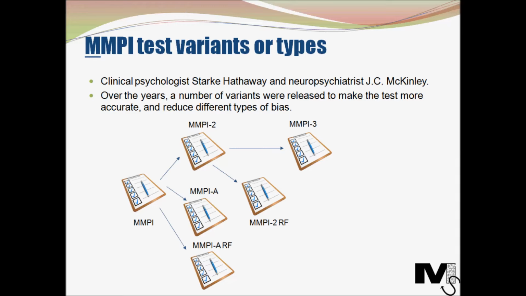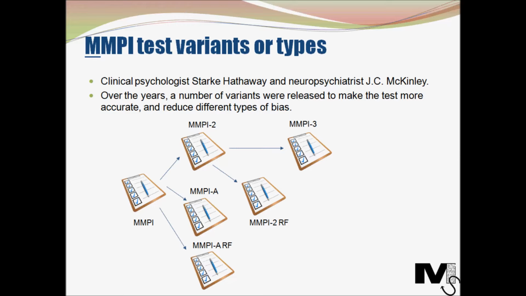But over the years, a number of shortcomings were observed with the test. These were reduced over time, and a number of variants were released to make the test more accurate and actually reduce a number of different types of biases observed in the original test. After revisions, the test was named MMPI-2 and then later revised again to become MMPI-3, which is actually the latest version as of recording this tutorial.